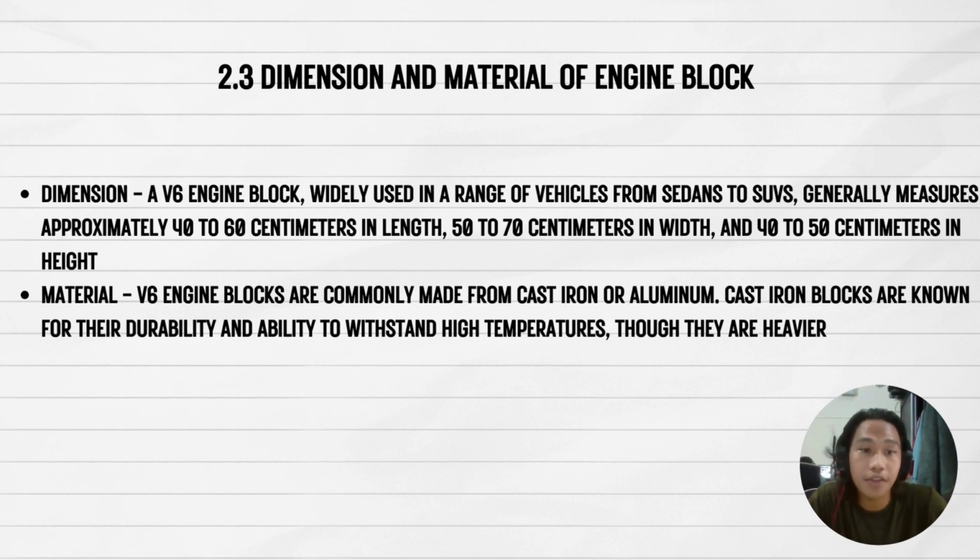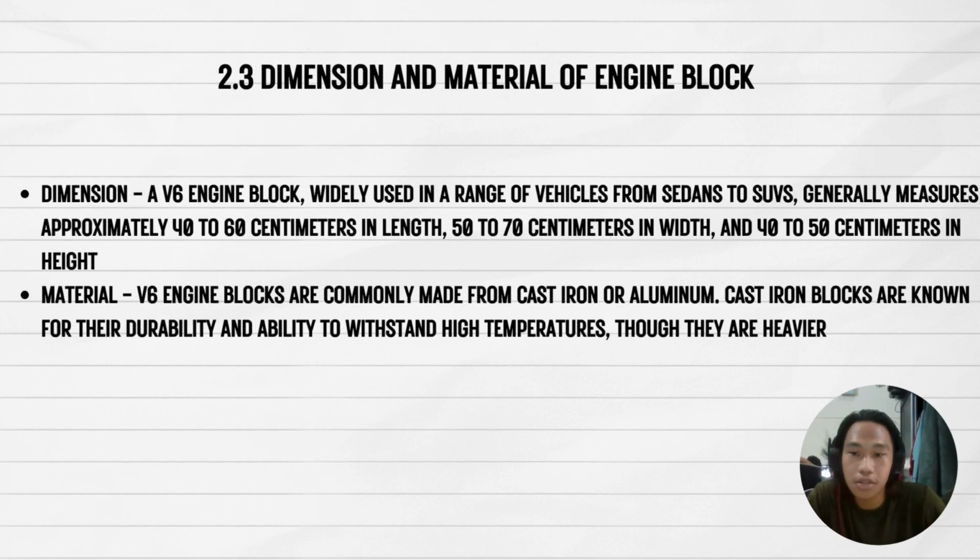Dimension and material of the engine block. For the dimension of the engine block, it is different for each car that is produced. There are a lot of sizes, shapes, and designs of engine blocks. V6 engine blocks are widely used in a range of vehicles from sedans to SUVs. They generally measure approximately 40 to 60 centimeters in length, 50 to 70 centimeters in width, and 40 to 50 centimeters in height. In this project, one of the brand cars, the Nissan GTR, was chosen for understanding the dimensions of its engine block.